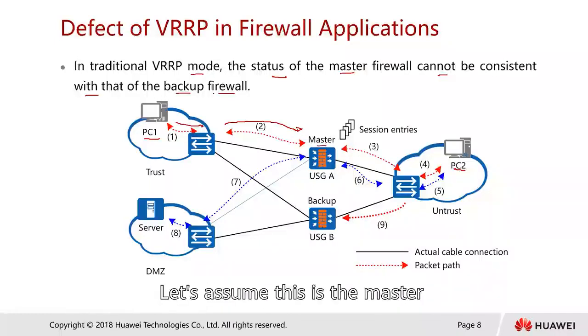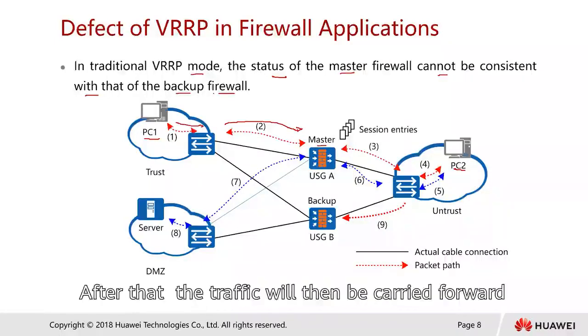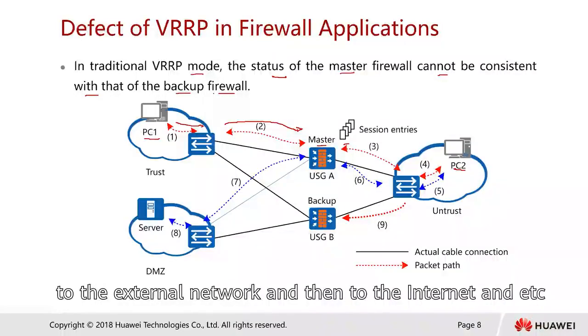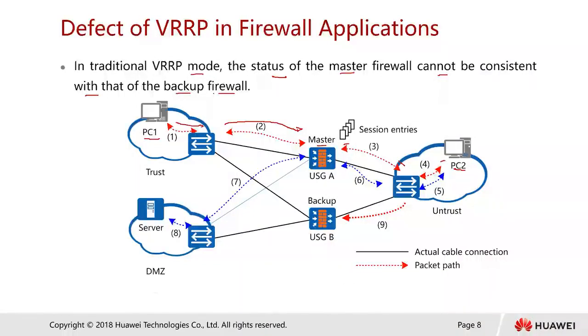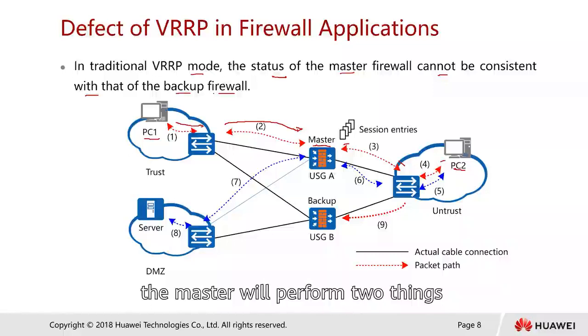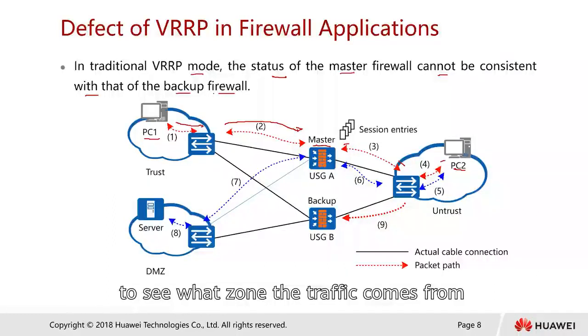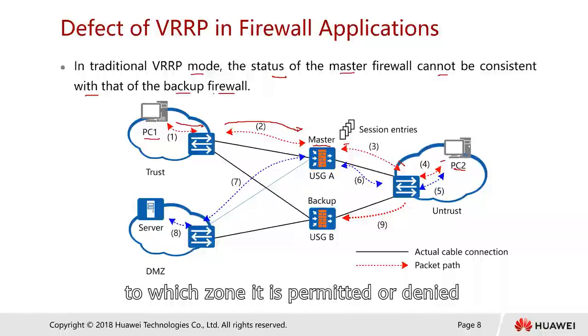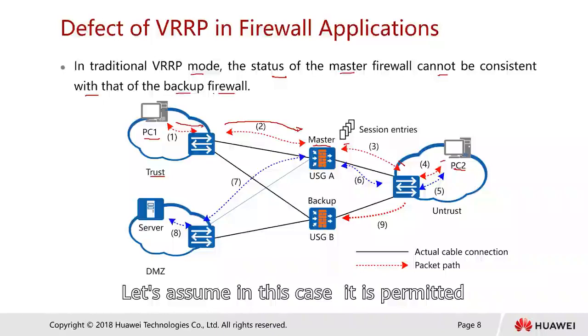And let's assume this is the master. After that the traffic will then be carried forward to the external network and then to the internet, etc., and to PC2. Now during this time, whatever traffic passes through the master, two things the master will be performing. One is to check the security policy, to see whether the traffic coming from what zone to which zone is permitted or denied. Let's assume in this case permit.